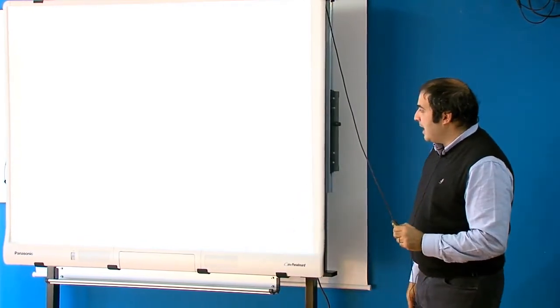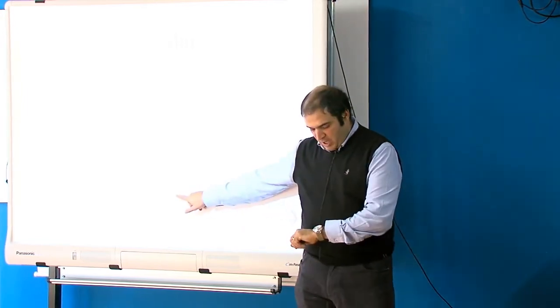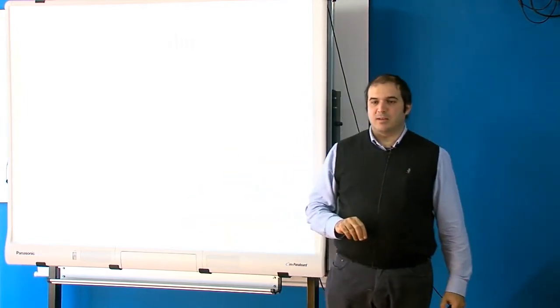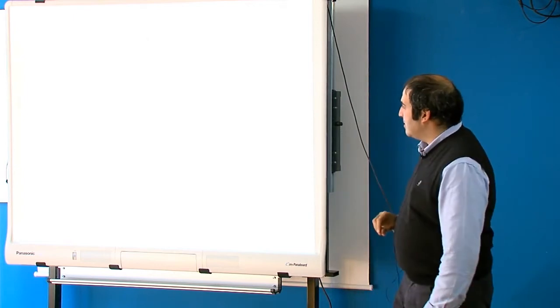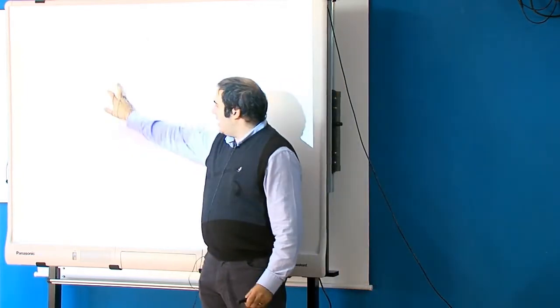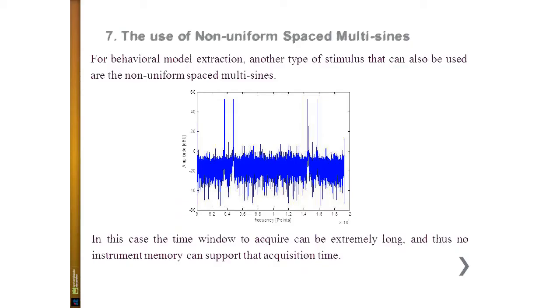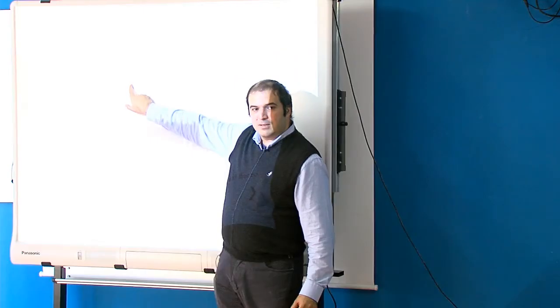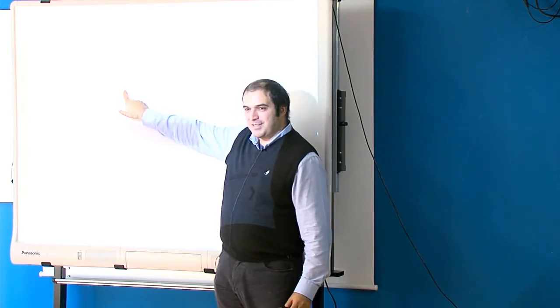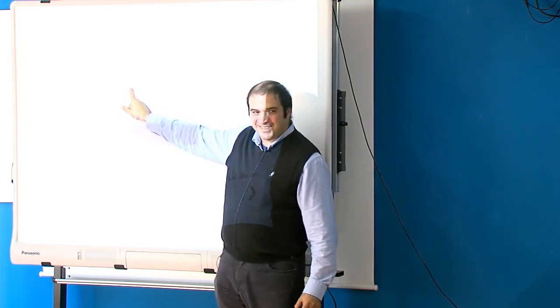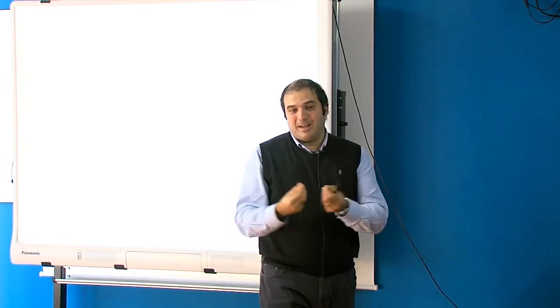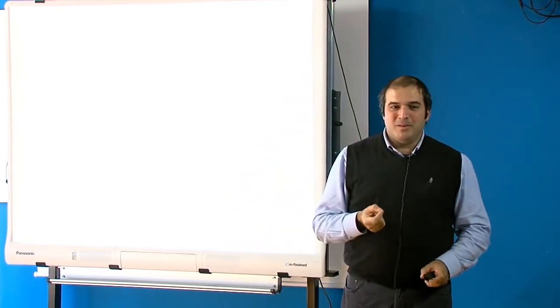So what can I do? I can use non-uniform multisigns. What are non-uniform multisigns? Well, for instance, here I have, I think in this case, a 10-tone multisign, where I have some tones there, some tones there. This is not a two-tone. It's a multisign where I have tones there and tones there, you see? But they are non-uniform.